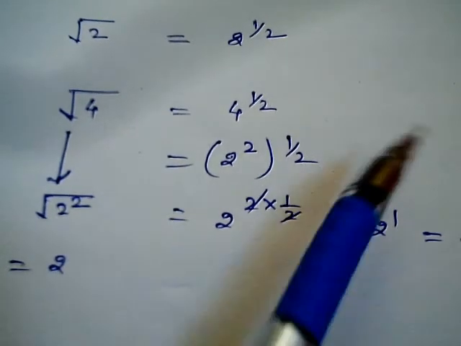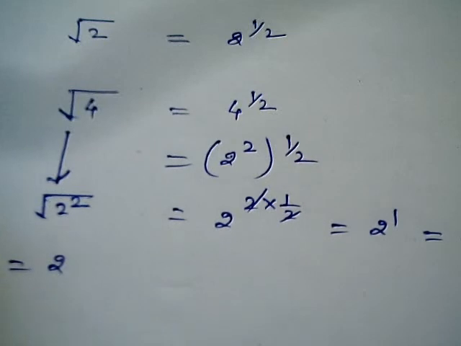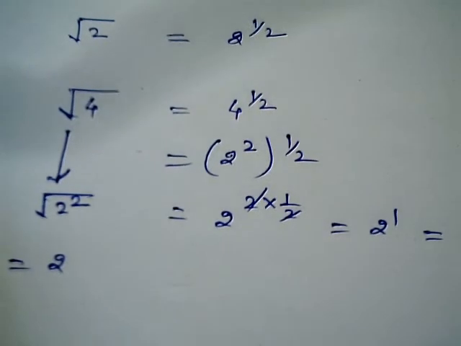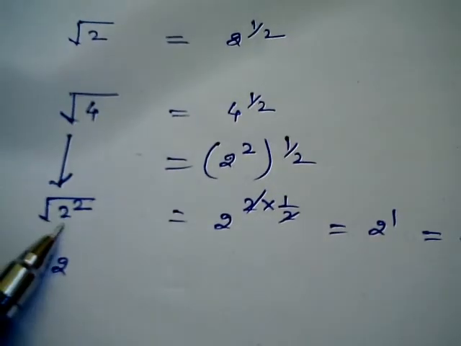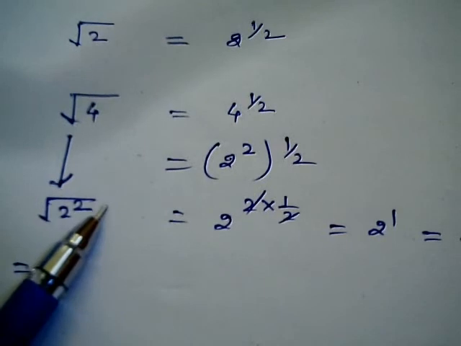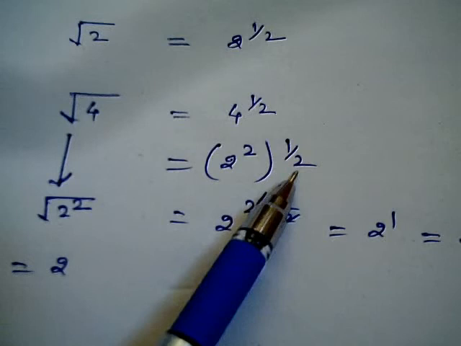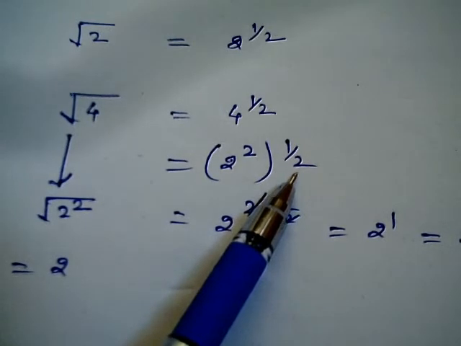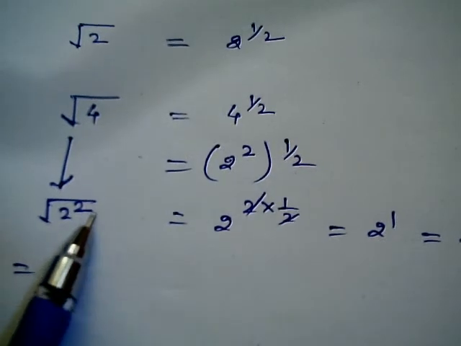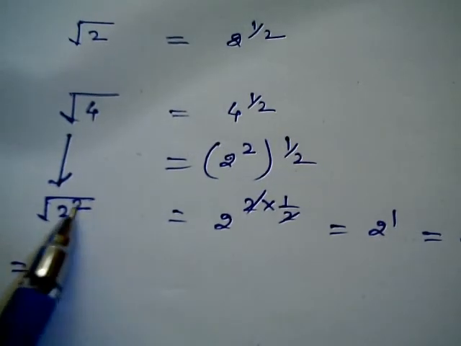Like 4 is the square of which number? 2 square. Why am I writing in the square root form? Because we have seen that we need every number inside the square root sign in the square form. Why? Because it contains a 2 and this power half, so that 2 and that 2 will cancel out, and this base number will be the answer, the square root of that number.